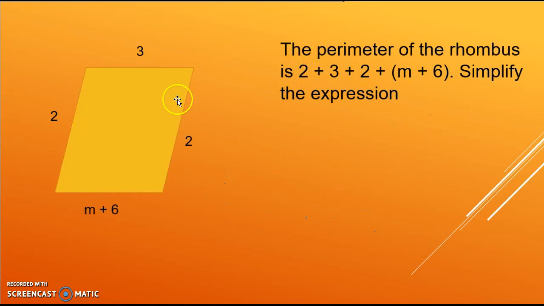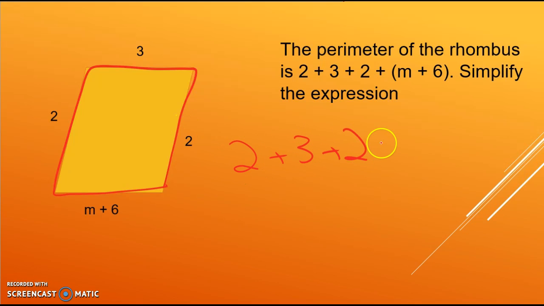Alright, we have our first word problem. It says the perimeter of the rhombus is 2 plus 3 plus 2 plus m plus 6. It wants me to simplify the expression. So first of all, it's important to recognize that perimeter means the area around. Okay, so that's our perimeter. It's saying that my perimeter is 2 plus 3 plus 2 plus m plus 6, and that is inside of my parentheses. So what it wants me to do is add everything together.